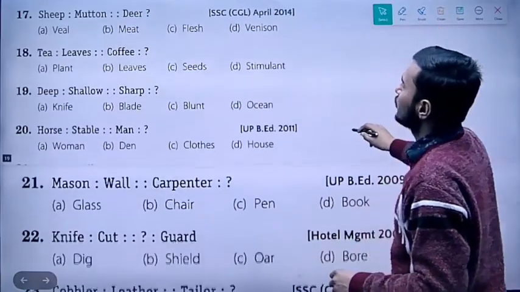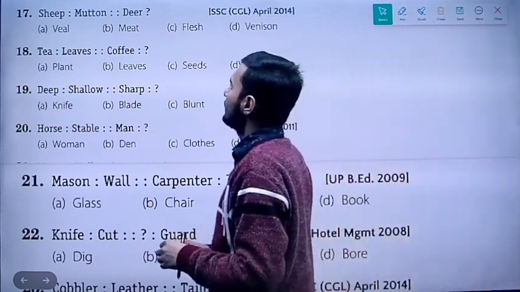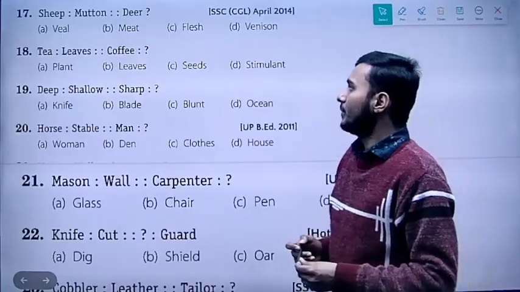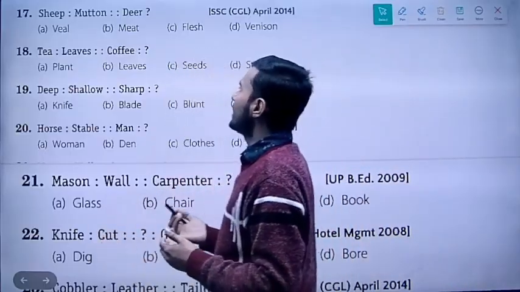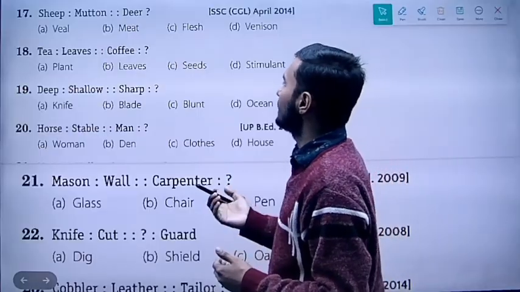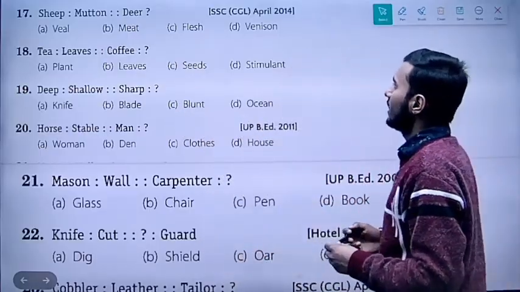Next question is question number 17. Sheep is equal to mutton, then deer is equal to what? In this question, the relationship we are finding is that the meat of sheep is known as mutton. So we have to find what the meat of deer is known as.